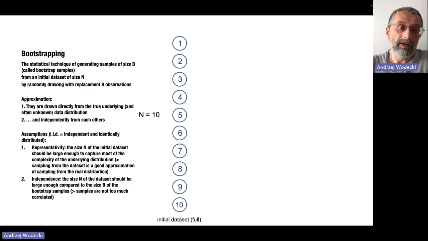If you develop A/B testing, one of the most important techniques during such a development is generating samples of size B. These are the so-called bootstrap samples from the initial data set of size n by randomly drawing with replacement B observations. So here, let me give you the example. Imagine that we have the initial full data set of 10 examples.